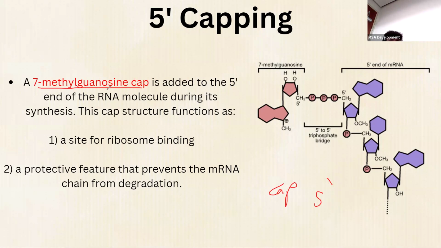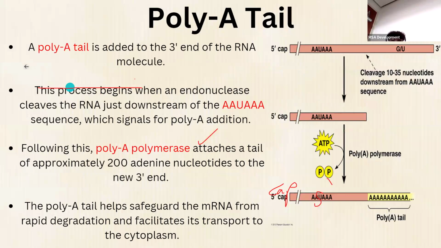What is the function of it? It's a site for ribosome binding. So the ribosome comes to it and binds to it. And it's a protective feature that prevents the mRNA chain from degradation. So basically, it makes it more stable, okay? If I do not have a cap, the mRNA is more prone to being degraded. Okay? Two functions of the 5' cap. The poly A tail.